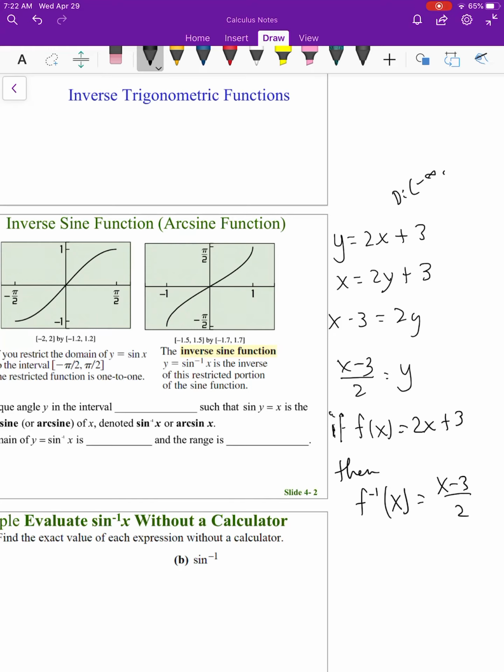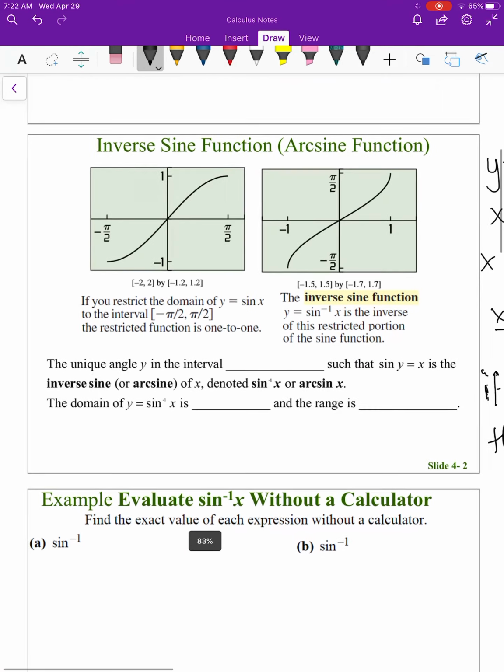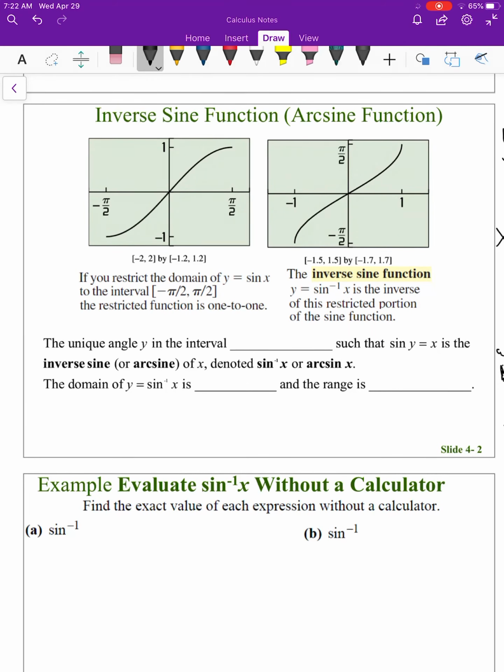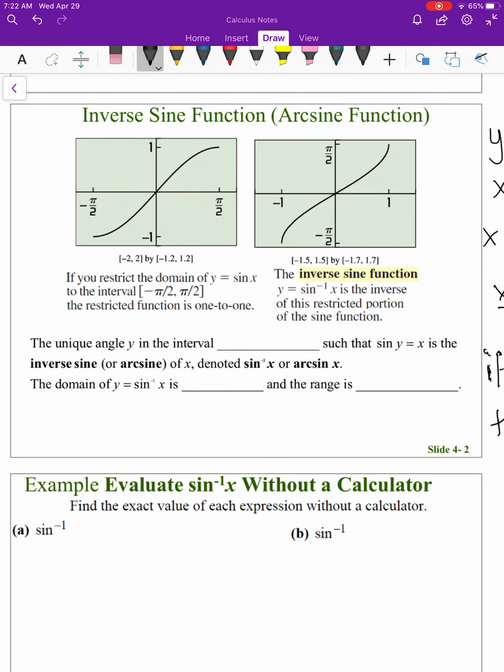And you also remember that if this one had a domain negative infinity, positive infinity, range, negative infinity, positive infinity, that your inverse function, its domain is the range of the original, and its range is the domain of the original. So that's what we did with other functions. Now we're going to do the same thing, basically, with the sine function.